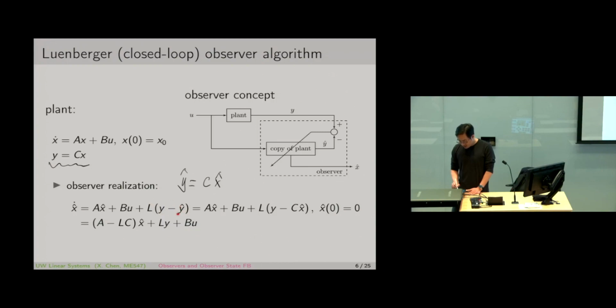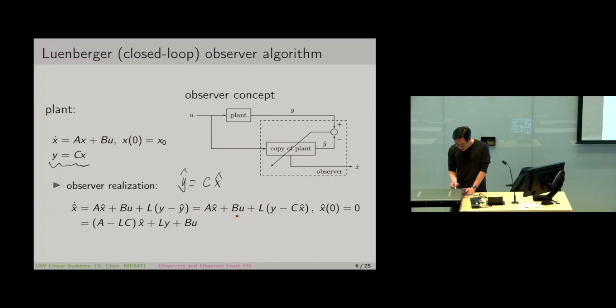We use this error term to drive this state estimator. If we put the actual y hat values into here, then we have A x hat plus Bu plus L times the difference between y and C x hat. Same thing, we need to initialize this estimator, and usually we just initialize it to be 0.